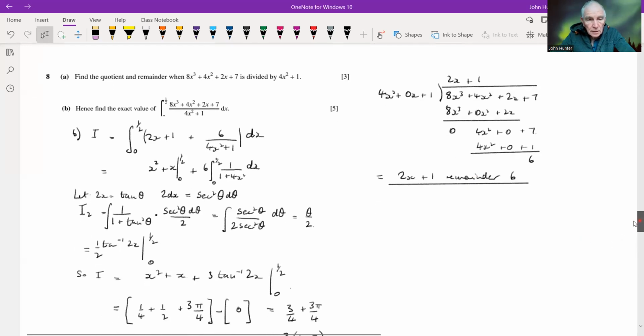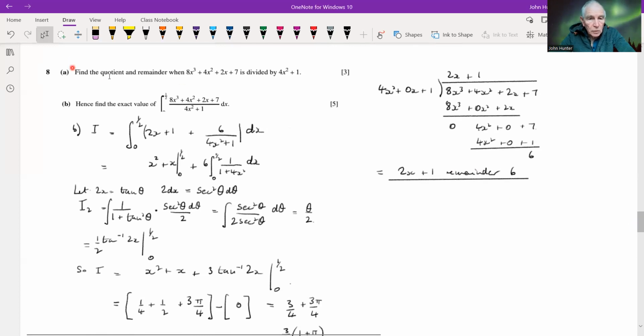Let's have a look at this. Find the quotient and the remainder when this polynomial is divided by 4x squared plus 1. Okay, so that's the first part. What do we do? Well, this is polynomial long division. So I'm assuming you will have done this. If not, it's very much like long division. Thing to note here is because the coefficient of x is 0, it kind of makes it a bit easier, I think, to actually put 0x in here in the divisor, because it helps keep everything aligned.